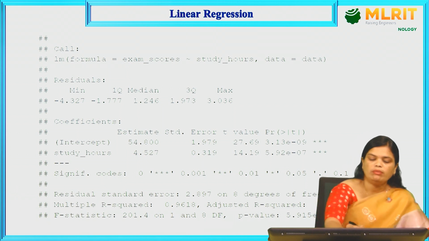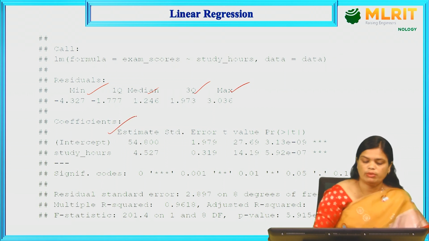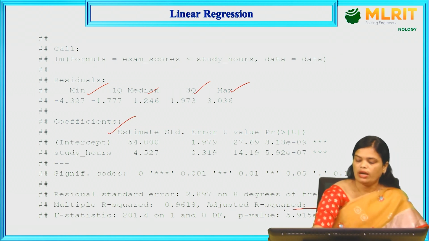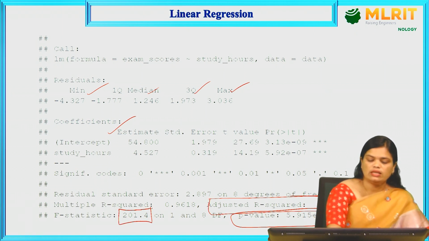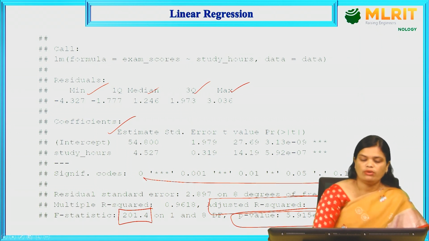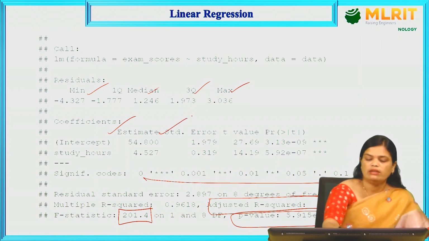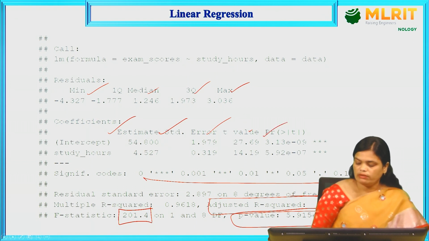So minimum value, first quartile value, third quartile value, maximum value, and the coefficients are displayed here. The p-value I have got is this one. Adjusted R-squared values I have got like this. And these are the F statistics I have got. The significance scores I have got. The estimate, standard error, t value, and the probability value.